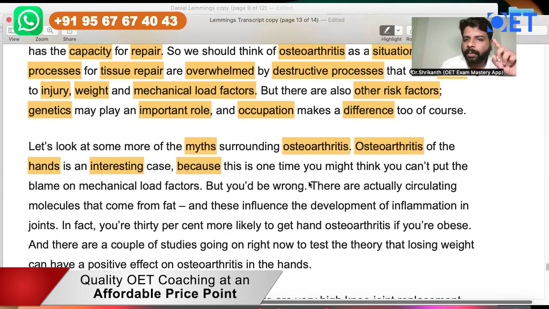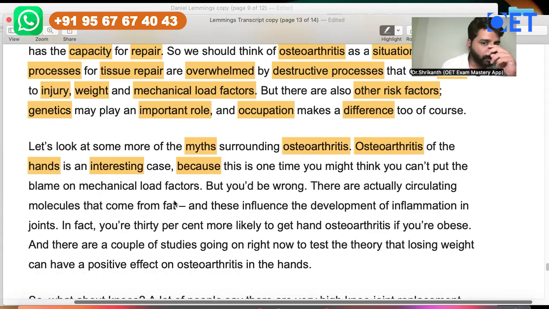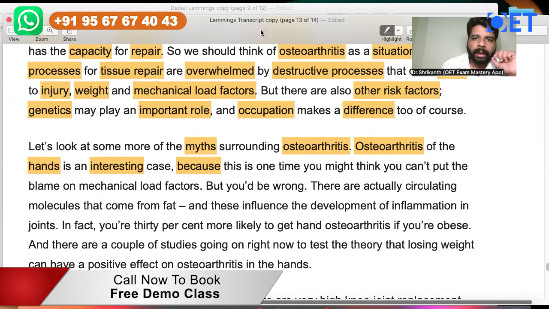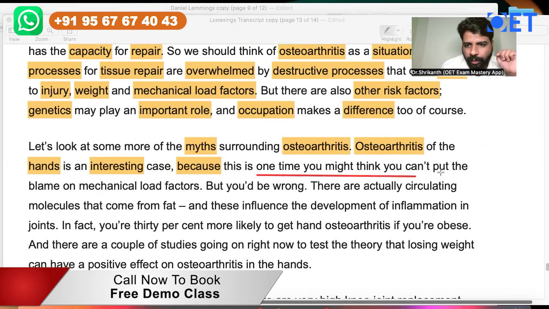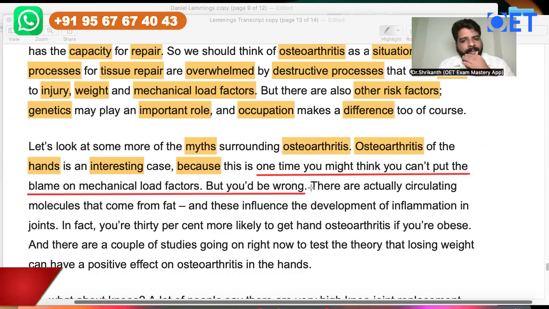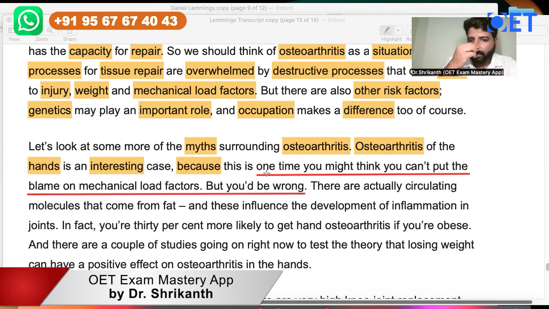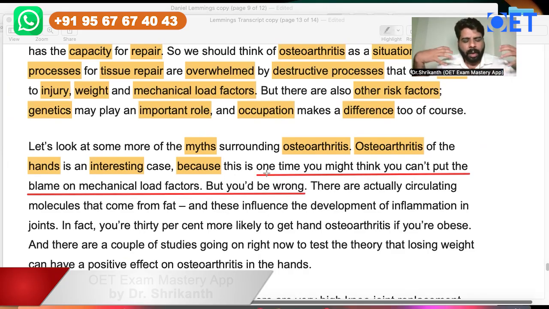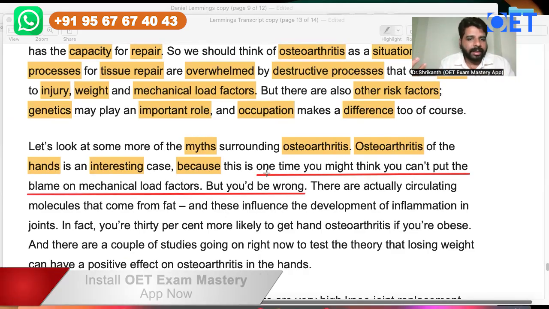Because he's saying this is one time you might think you cannot put the blame on mechanical load factors, but you would be wrong. And let me tell you, this entire sentence, even though it is a very, very tiny sentence, is one of the most advanced sentence structures you would come across. Now, what is the meaning of this particular portion? According to him, osteoarthritis of the hands is a very interesting case. And now he's telling his reason. So this is the reason why he feels it is very interesting.